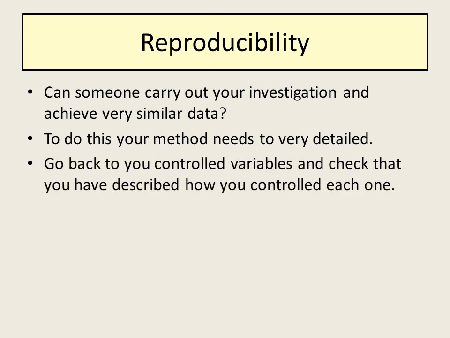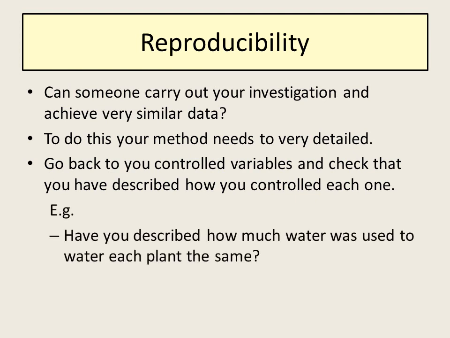You need to go back to your controlled variables and check that you've described how you controlled each one, and that will tell you how reproducible your experiment is. For example, have you described how much water was used to water each plant the same? So for example, if you said that every day you gave each plant 20 mils of water, then that helps to make your data reproducible.